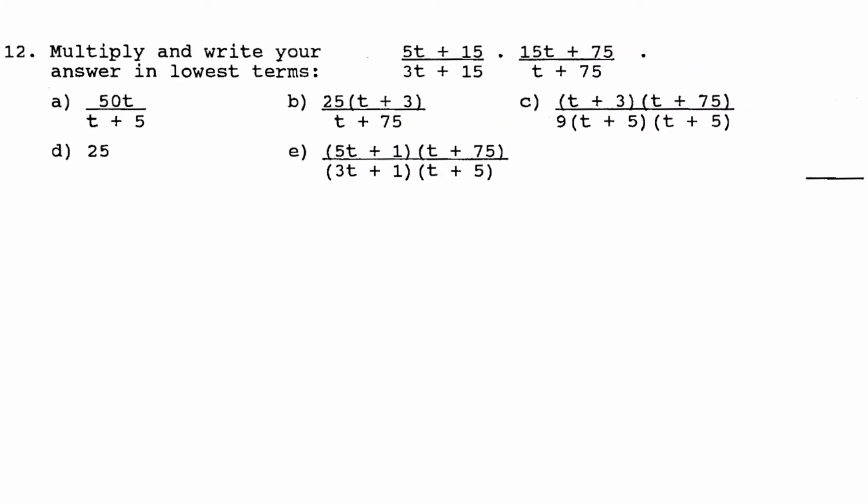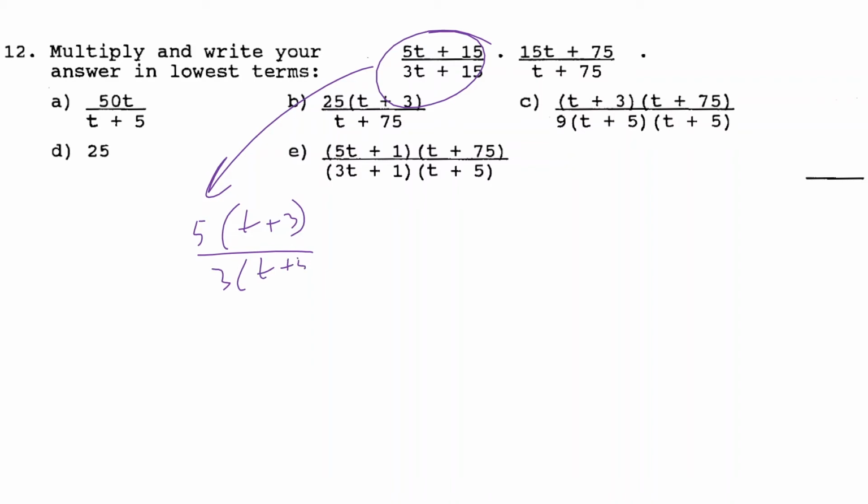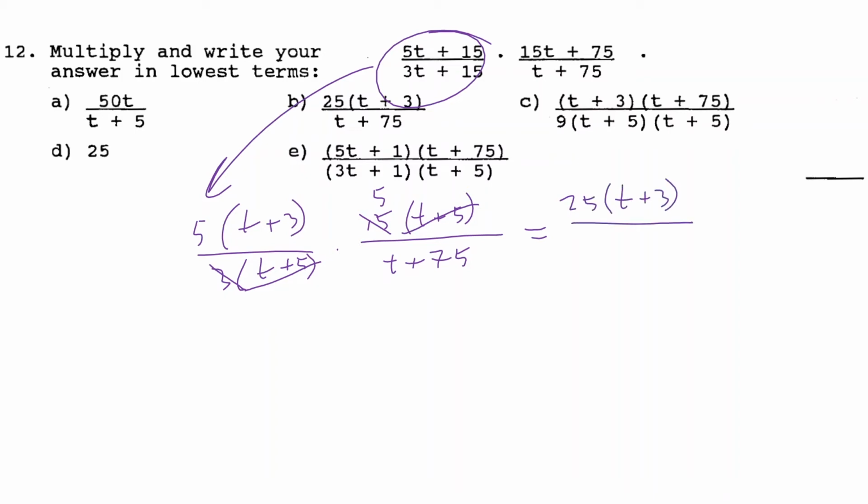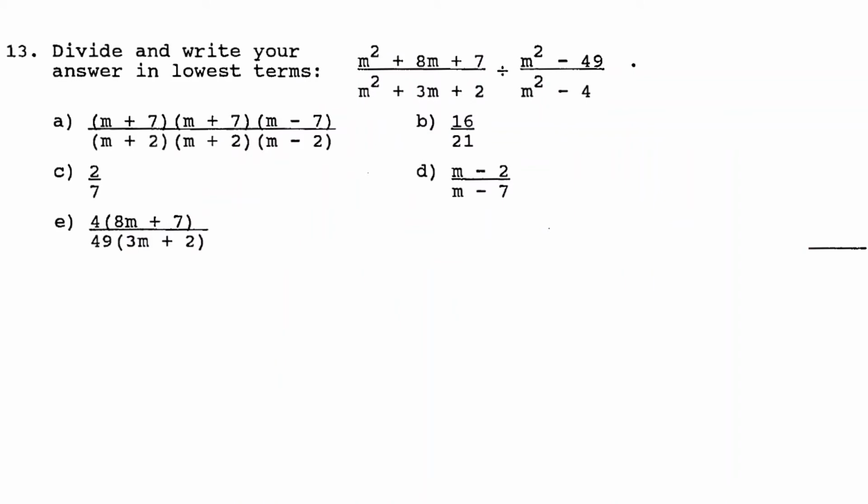Multiply. All right, and then simplify. Let me start with this first one right here. So I'm factoring the 5, t plus 3. On the bottom, I'm factoring the 3. That's t plus 5. Beautiful. Now this one, I'm factoring 15. That's t plus 5. I can cancel it out immediately. And then t plus 75. So I can cancel this, I can cancel that. If I'm canceling the 3, I'll be left with 5. So this is 25 multiplied by t plus 3 over t plus 75. B.